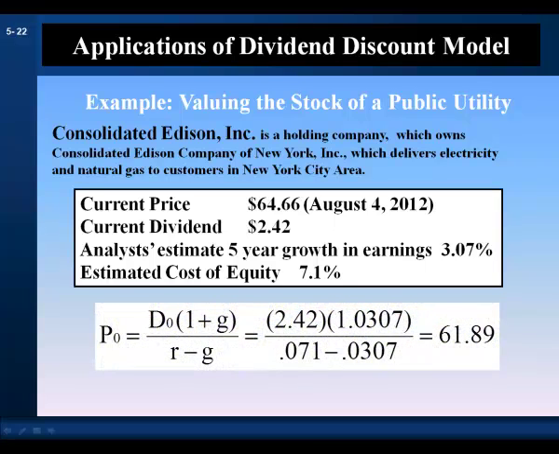We have our inputs for the Gordon growth model. We have the current dividend, $2.42, but we need next year's dividend. So the current dividend has grown 1 year at 3.07%. We divide next year's dividend by the required return minus the dividend growth rate. 7.1% minus 3.07%. We get a price for Consolidated Edison's common stock of $61.89. We didn't do too bad. Our estimate compares favorably with Consolidated Edison's most recent price, and it's within the stock's trading range.